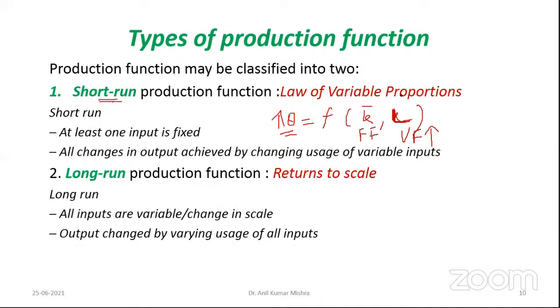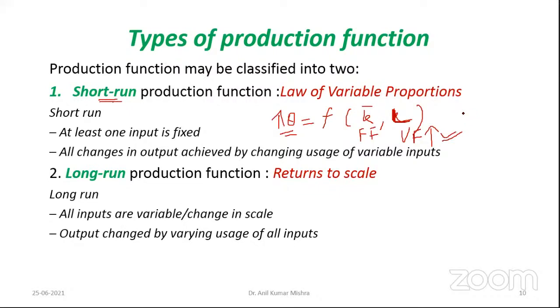Why is it called the law of variable proportion? Because our intention is to increase the output, and to increase the output we have to increase the input factors. But out of those input factors, we know capital is a fixed factor, labor is a variable factor. Then what to do? We have to increase only the variable factor. As the variable factor is solely responsible for the rise in the output, therefore it is called the law of variable proportion.